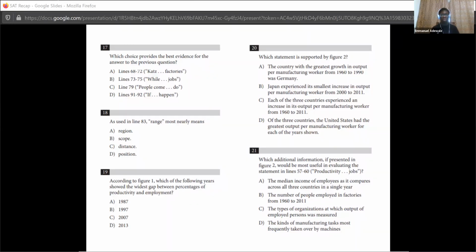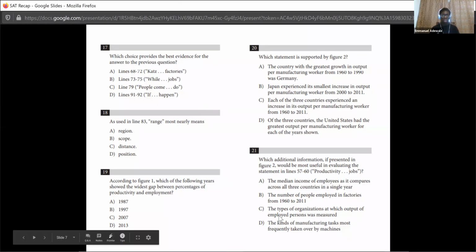And then lastly, for question number 21, which additional information, if presented in figure 2, would be most useful in evaluating the statement in lines 57 through 60? A, the median income of employees as it compares across all three countries in a single year. B, the number of people employed in factories from 1960 to 2011. C, the types of organizations at which output of employed persons was measured. Or D, the kinds of manufacturing tasks most frequently taken over by machines.